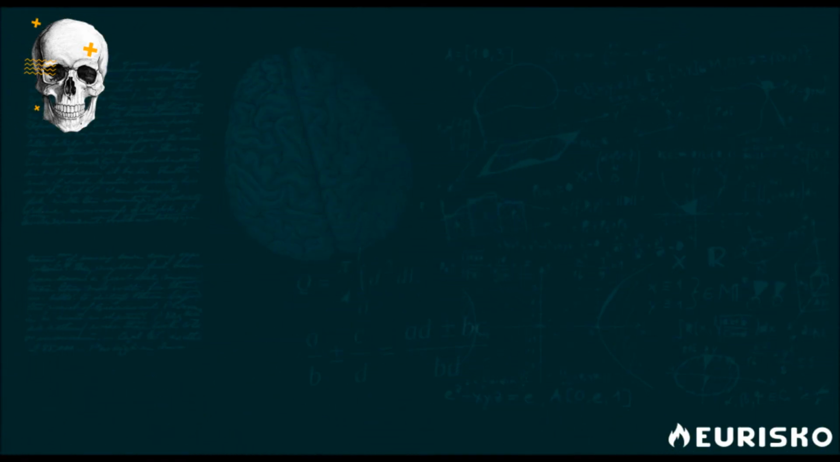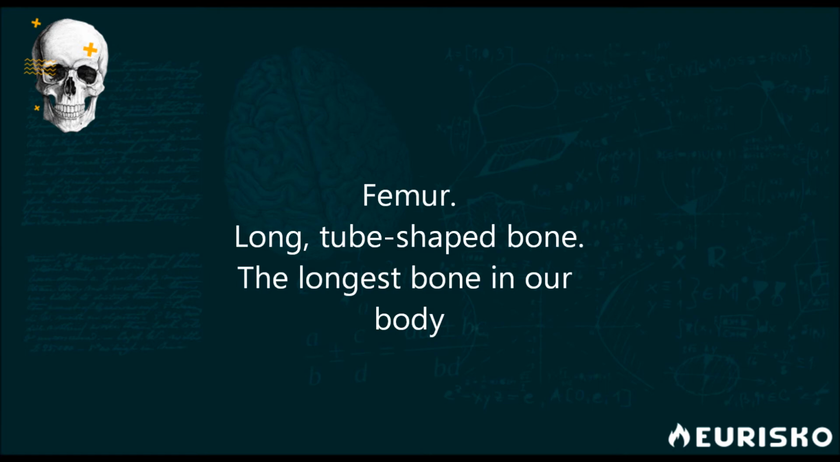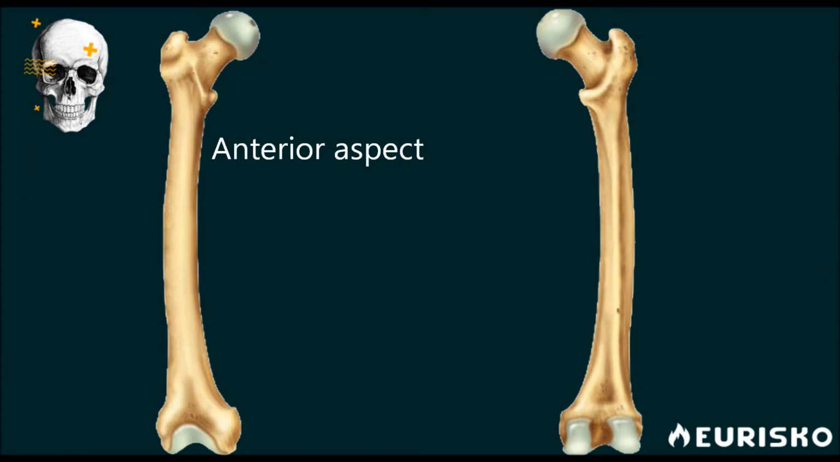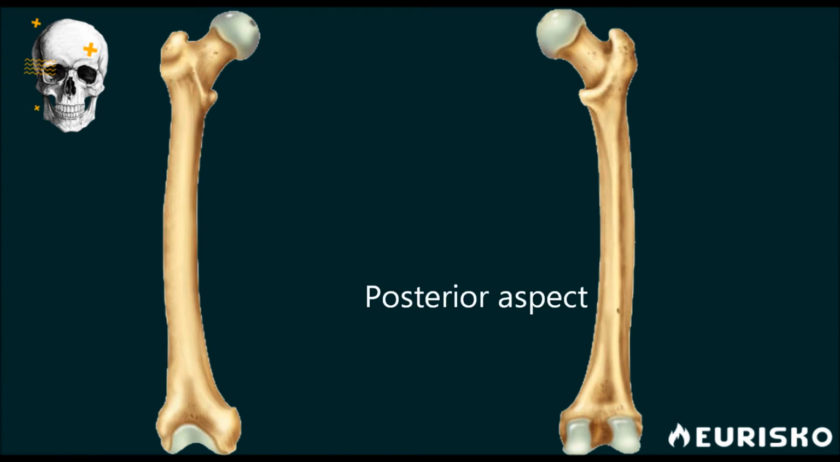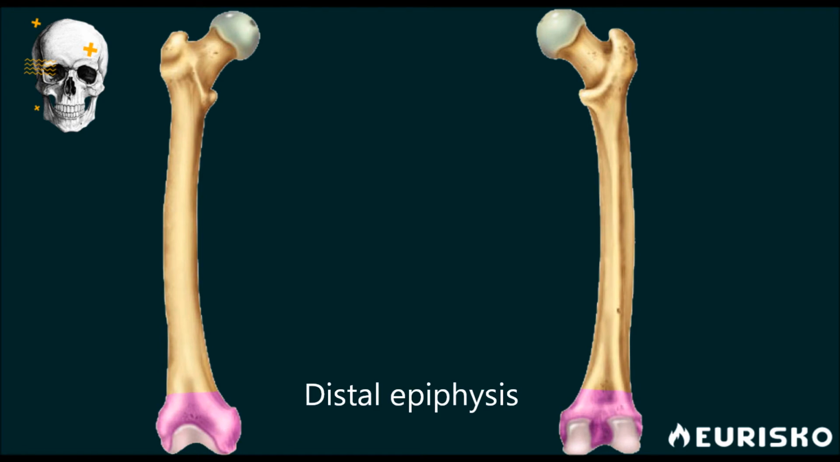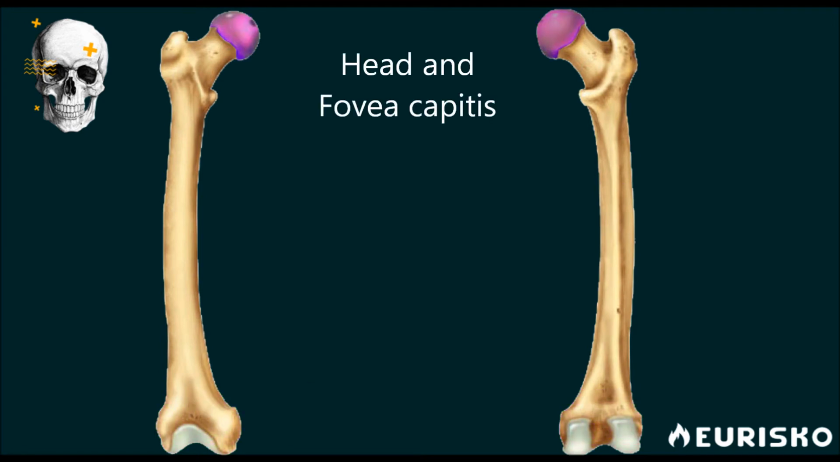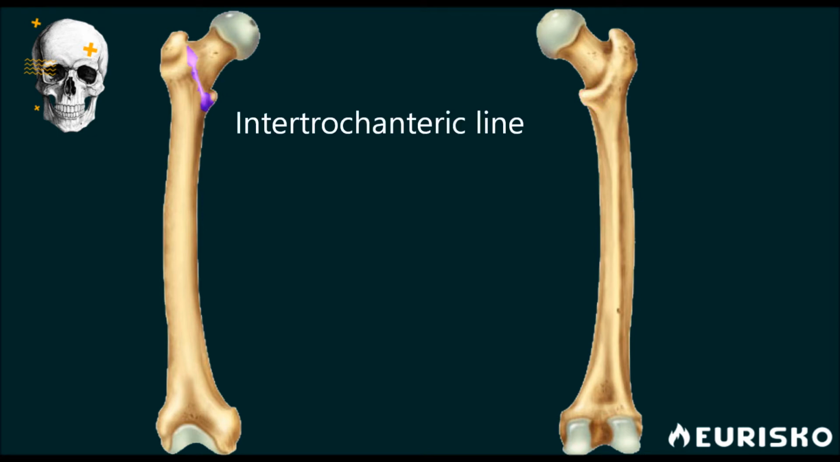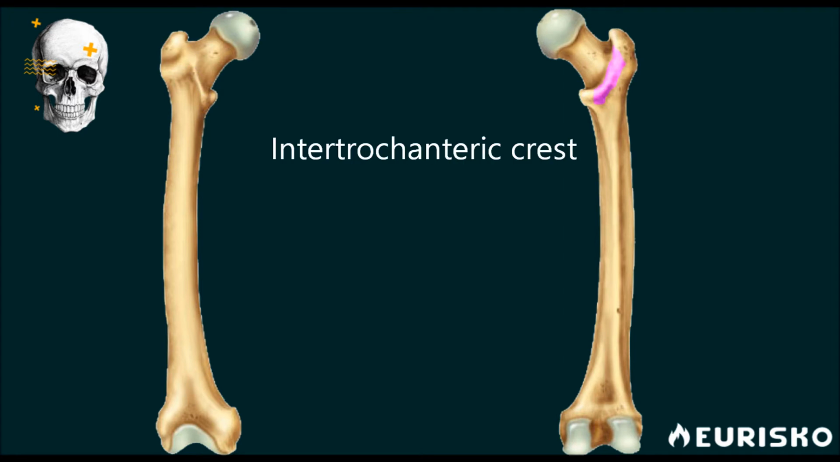Okay, let's return to the osteology and continue with the femur. It is a long, tube-shaped bone, the longest bone in our body. The following pictures show the anterior aspect and posterior aspect. As a tube-shaped bone, the femur has a proximal epiphysis, diaphysis or shaft, and distal epiphysis. The proximal epiphysis consists of the head with the fovea capitis, the point of ligament attachment, the neck, greater trochanter, lesser trochanter, the intertrochanteric line on the anterior surface, and the intertrochanteric crest on the posterior surface.